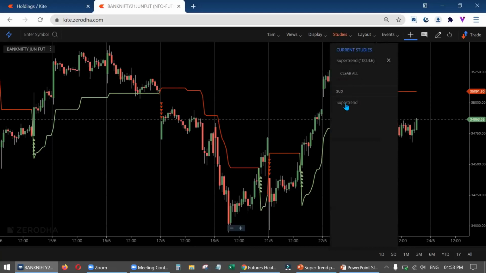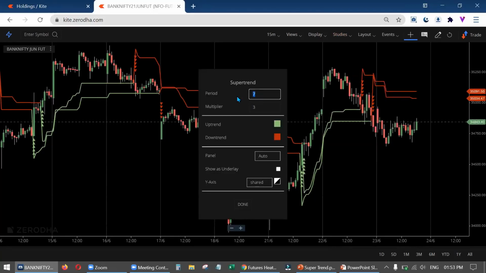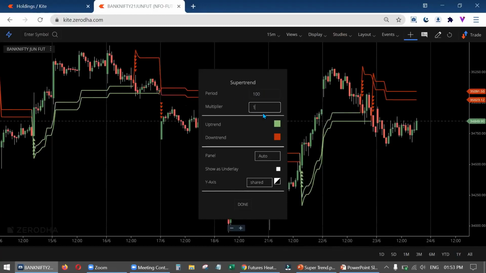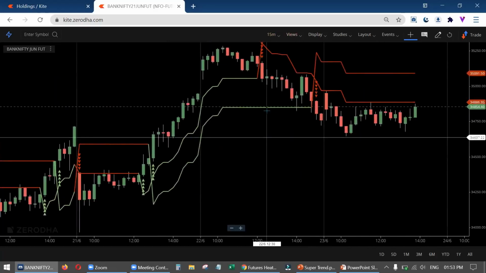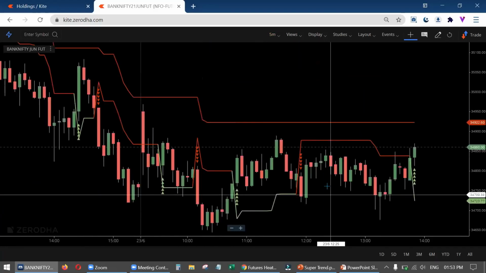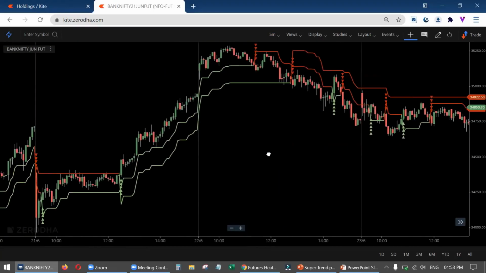Subsequent to that, you will add one more Supertrend and edit the second Supertrend with the settings of 100 period and a multiplier of 1.8. So this would give you the Supertrend. So for intraday, like I mentioned, we would have 5 minutes or 15 minutes, and for delivery you can change it to day or week.